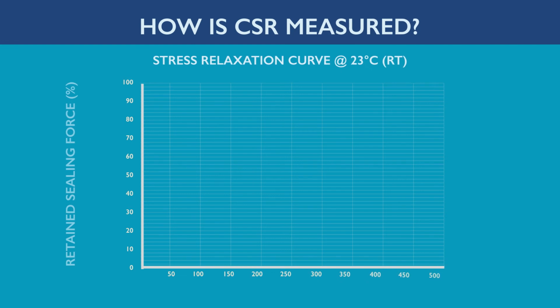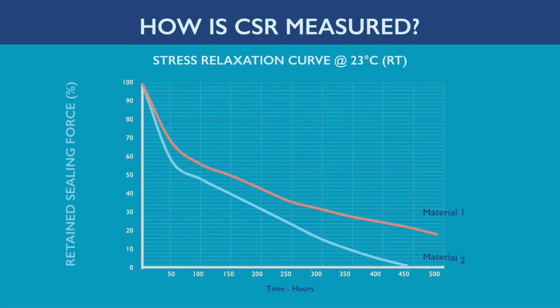CSR is measured by compressing a standard test piece to a constant strain and measuring the force exerted by the elastomer test piece at specific time intervals under specified temperature conditions. The decaying force is expressed as a percentage of the initial sealing force. In this example, two materials have been tested at room temperature. After 150 hours, material 1 has retained sealing force of 50%. And material 2 is performing less well, with a retained sealing force of 40%.